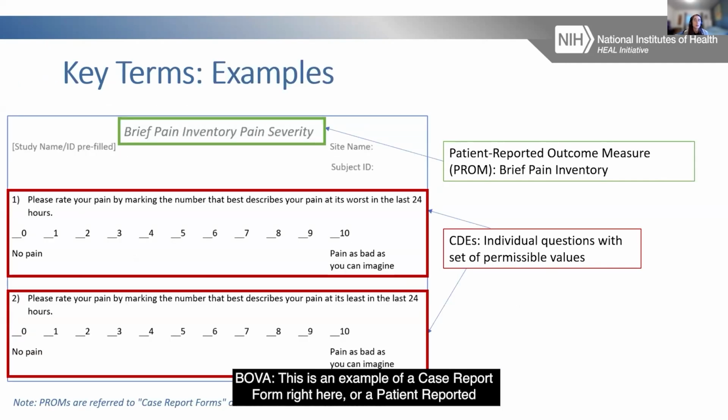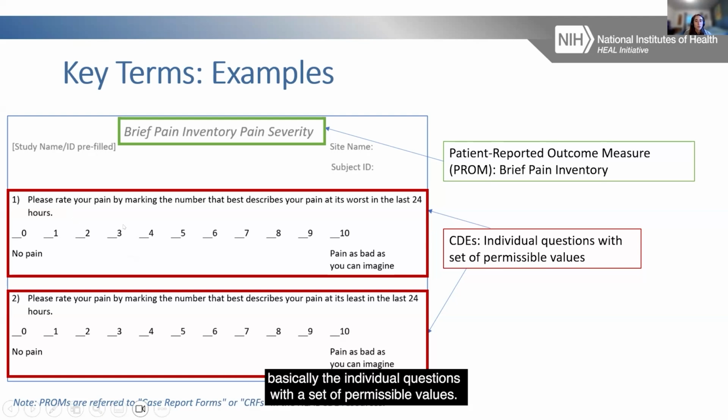This is an example of a case report form right here, or a patient-reported outcome measure. The PROM here is called the Brief Pain Inventory Pain Severity, and then the CDEs or common data elements are highlighted in the red box here. And these are basically the individual questions with a set of permissible values.